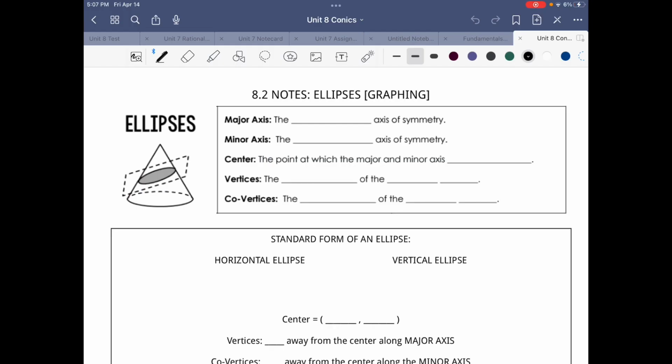Now that we know what an ellipse is, let's talk about some of the terms we need to know in order to graph them. Today our job will be to graph them. Tomorrow we will discuss how to write the equations. An ellipse has two axes, a major axis, which is the longer axis of symmetry, and a minor axis, which is the shorter axis of symmetry. The center, just like with a circle, is going to be wherever the major axis and the minor axis intersect.